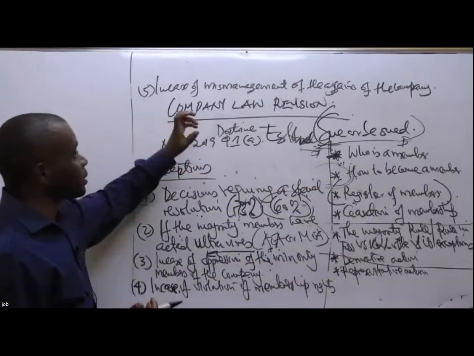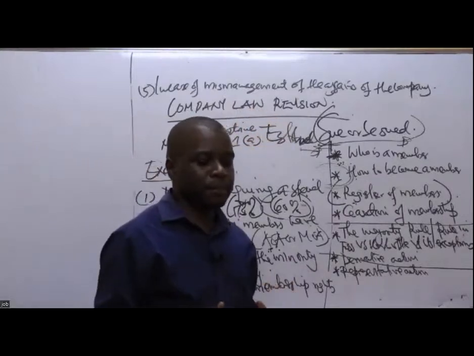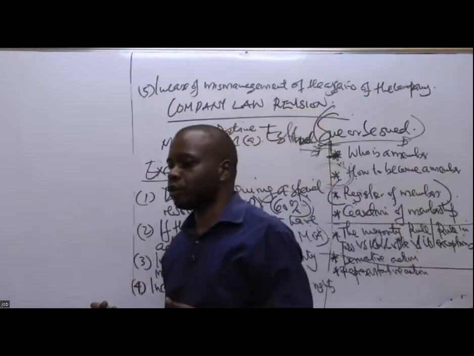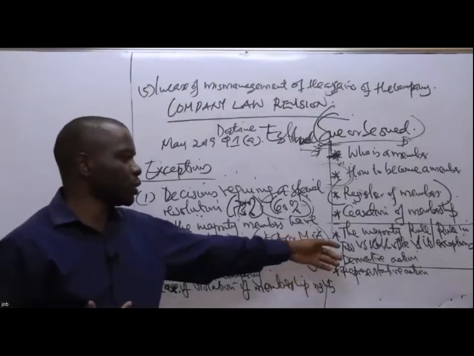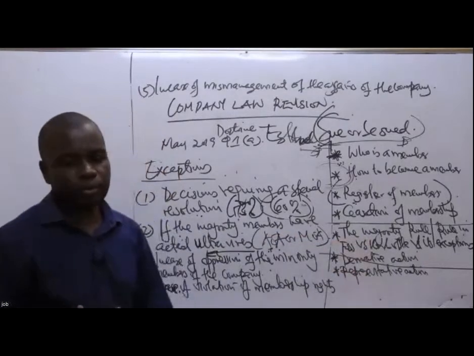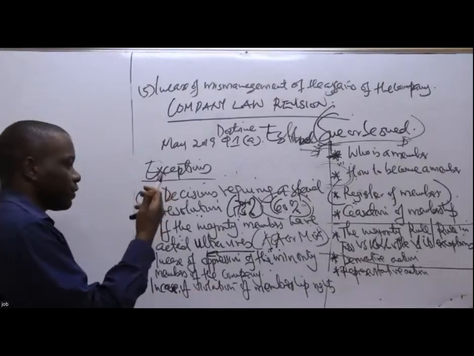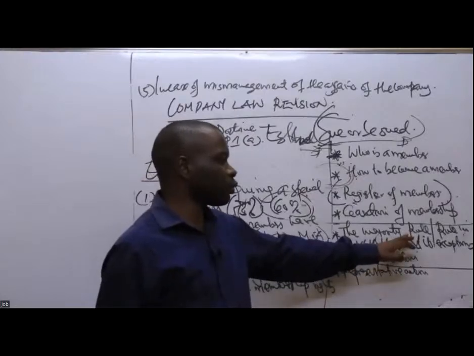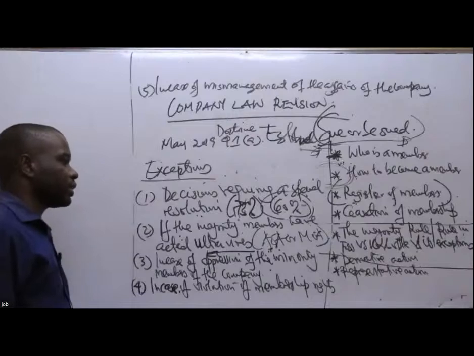So in case of mismanagement of the affairs of the company, the majority are simply ganging up to come up with business activities which are not favorable or are loss-making to the company. You cannot allow the majority to continue to do such. So in case of mismanagement of the affairs of the company, that is also an exception. This particular rule won't prevail.